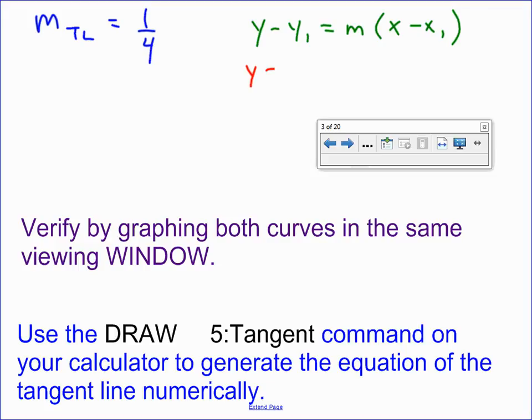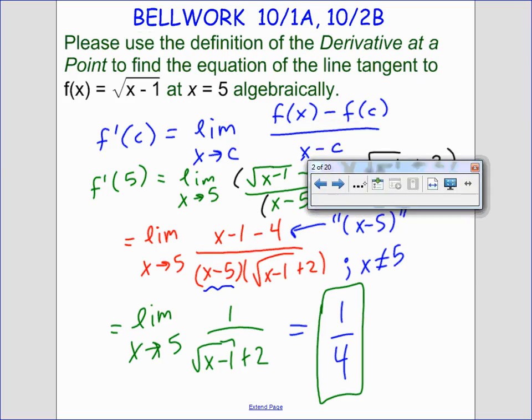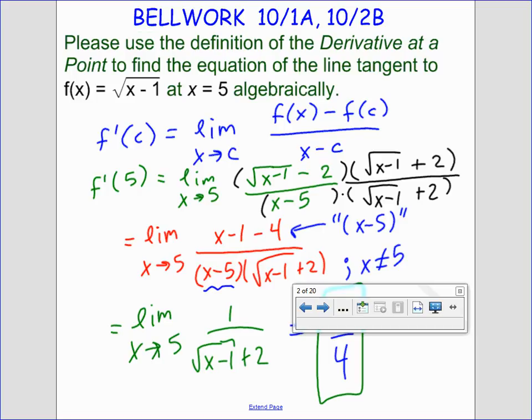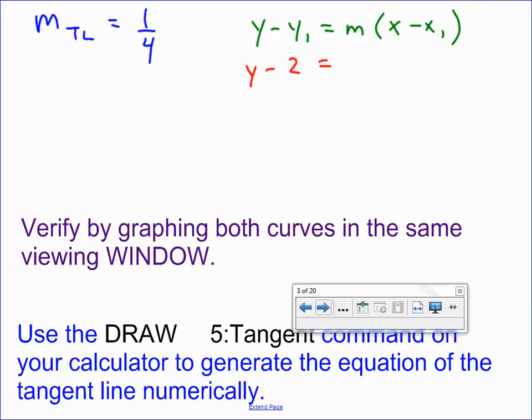Y minus, what was my y coordinate? Well, my y coordinate we already got was f of 5, and that was negative. Nope, that was 2. That was 2. And so we'll go ahead and put 2 here, equals 1/4 times quantity x minus 5 for my x value of concern. So if I were to rearrange this and solve for y so that I can enter in my graphing calculator, I would get y equals 1/4 x minus 5/4, and then I'm going to add over that 2, so that would be plus 8/4.